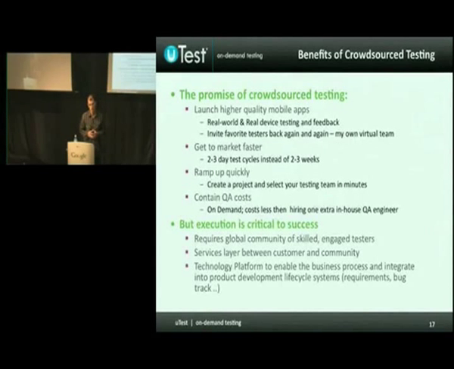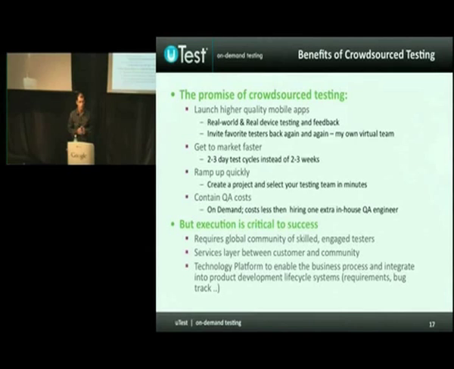You can do cycles within the weekend, within 2 to 3 days, cycles that usually take 2 to 3 weeks, because you can utilize a larger group of testers with more tools, with more devices, with more coverage in a much shorter period of time. You can ramp up quickly, so you can spin up projects within a matter of hours. You have a large crowd, you can invite many people, and it can contain QA costs. You don't need to sign a long-term contract. You can really utilize this on demand and pay for the value that you get.